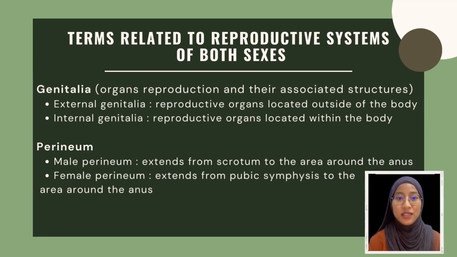General terms related to both sexes in this topic are genitalia and perineum. Genitalia are the reproductive organs and their associated structures. They can be divided into external and internal. External genitalia are reproductive organs located outside of the body, while internal genitalia are reproductive organs located within the body. Both sexes also have a perineum, but the location is different: in males it extends from the scrotum to the area around the anus, and in females it extends from the pubic symphysis to the area around the anus.